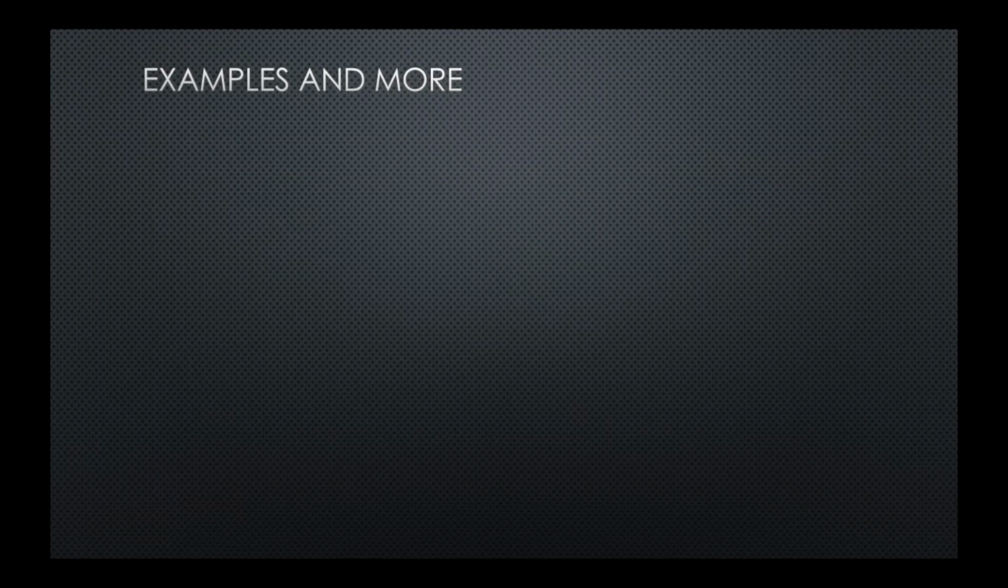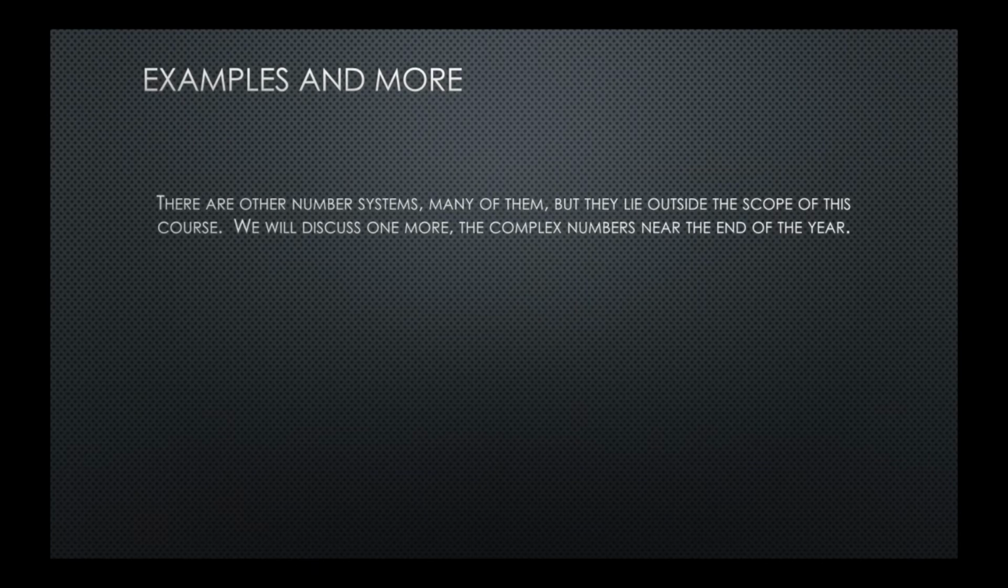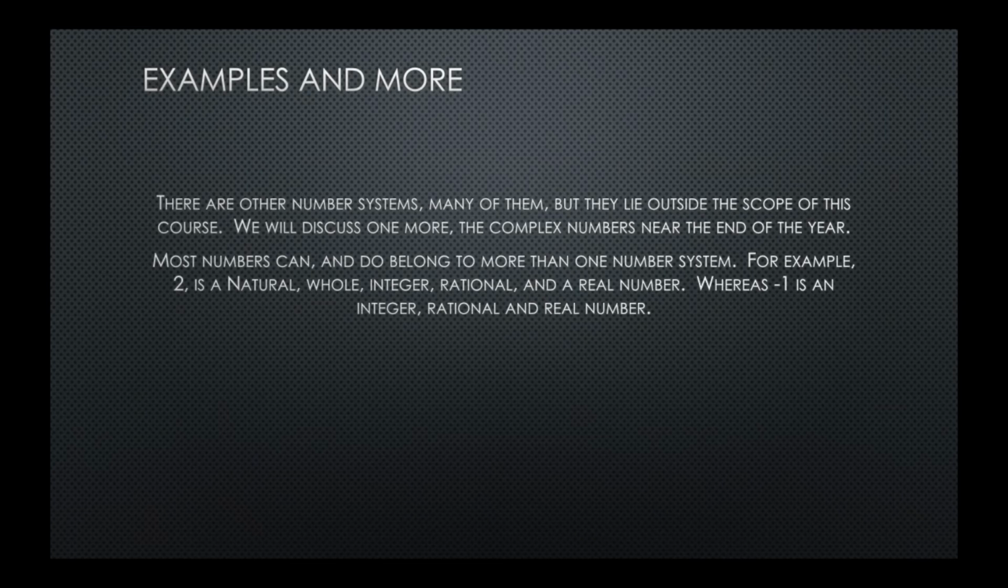Alright, so let's take a look at some examples with this. So first, there are other number systems, many of them. We're only going to talk about one more this year, and that's the complex numbers, and that'll be right near the end of the year, probably April or May. Most numbers can and do belong to more than one number system. For example, the number 2, if you were to locate that on your little diagram that you made, it's a natural number, but all the natural numbers are inside the whole numbers, and all the whole numbers are inside the integers, all the integers are inside the rationals, and all the rationals are inside the reals. So 2 is a natural number, a whole number, an integer, a rational, and a real.